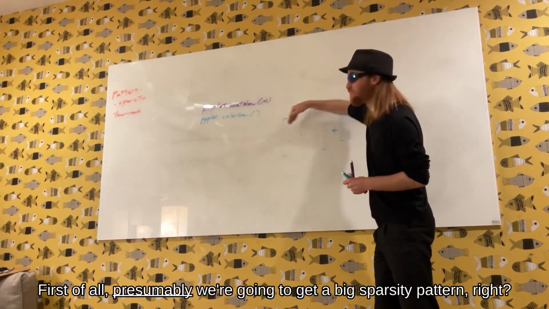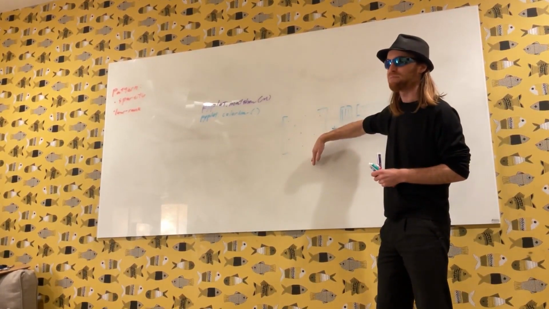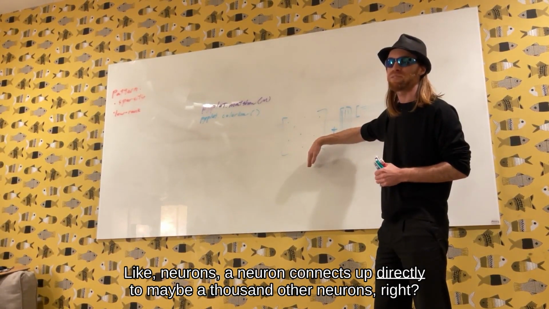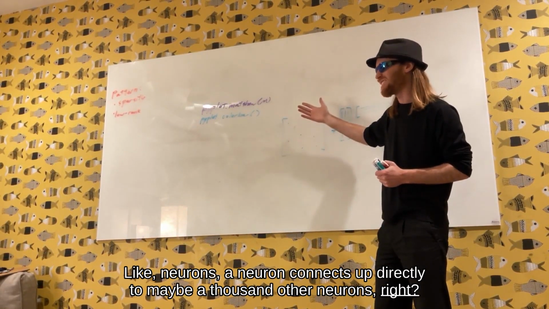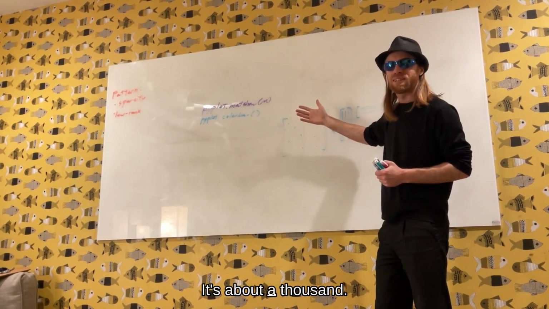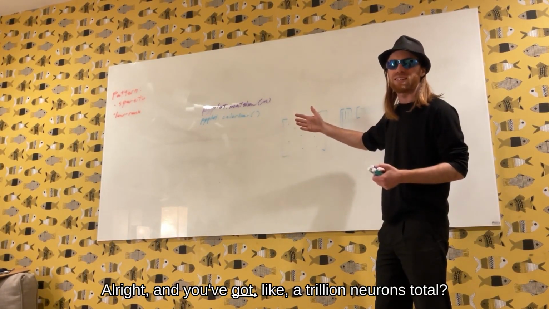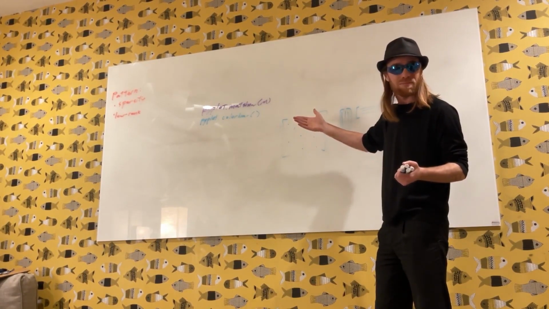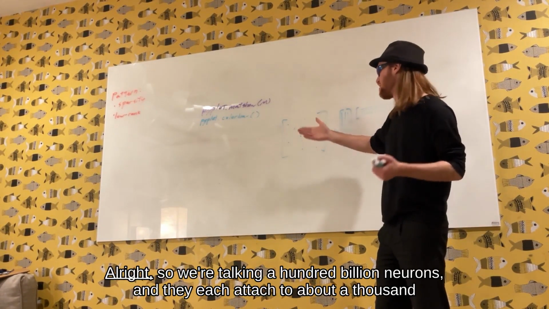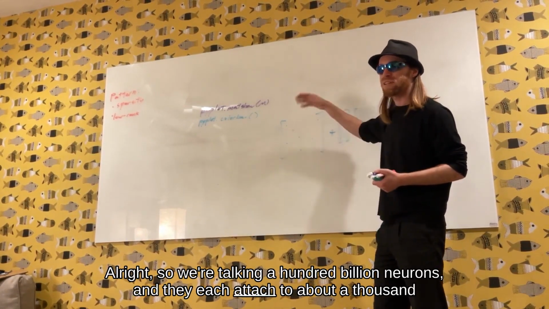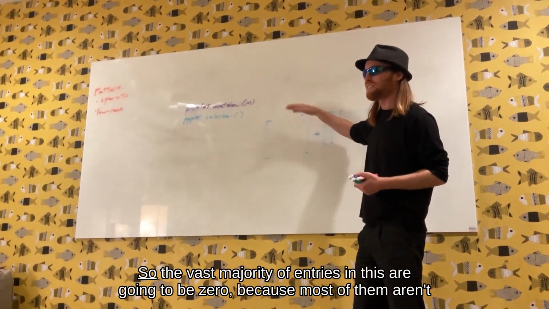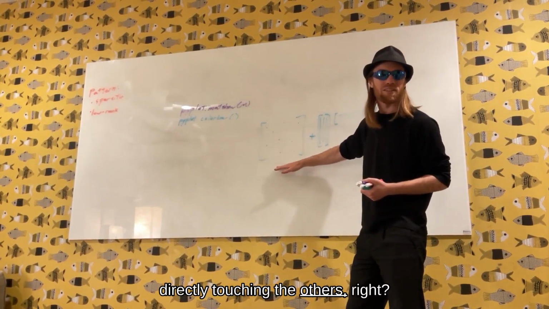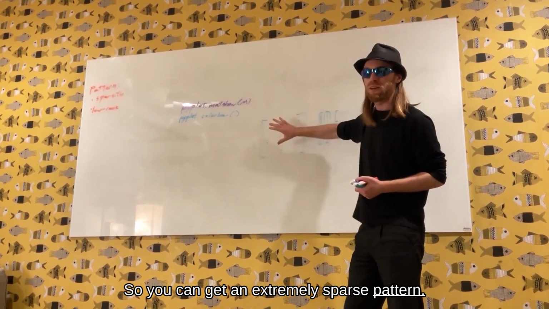First of all, presumably we're going to get a big sparsity pattern, right? A neuron connects directly to maybe 1,000 other neurons, that order of magnitude. And you've got about 86 billion neurons total. So we're talking 100 billion neurons, each attaching to about 1,000 others. The vast majority of entries are going to be 0, because most aren't directly touching the others. You get an extremely sparse pattern.